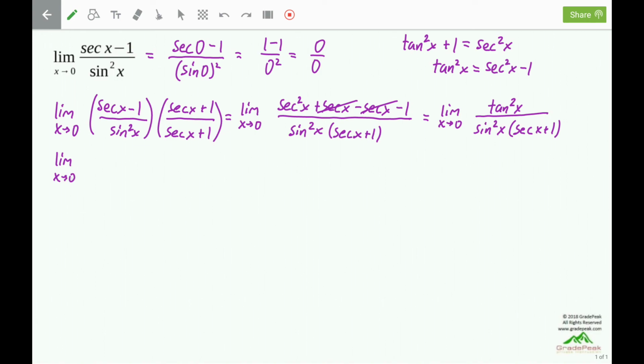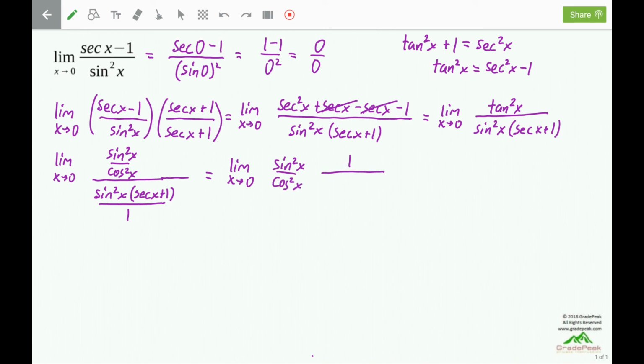And we have limit as x goes to 0 of tangent squared is sine squared over cosine squared over that denominator, which I'm just going to leave alone. So it'll just be sine squared of x times the secant of x plus 1. Now because we have a fraction in the numerator, we're going to need to take the denominator fraction, which I'm therefore going to write as a fraction by putting it over 1, and reciprocate it and multiply it. So we have limit as x goes to 0 of the sine squared of x over the cosine squared of x times the reciprocal, which is 1 over sine squared of x times the secant of x plus 1.